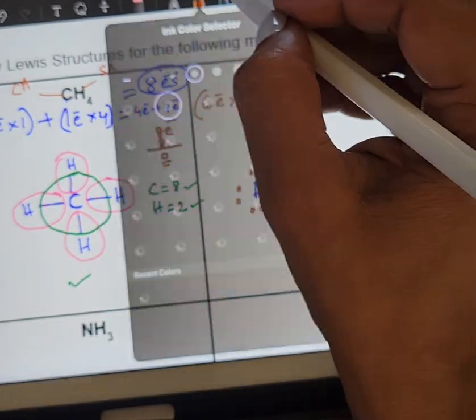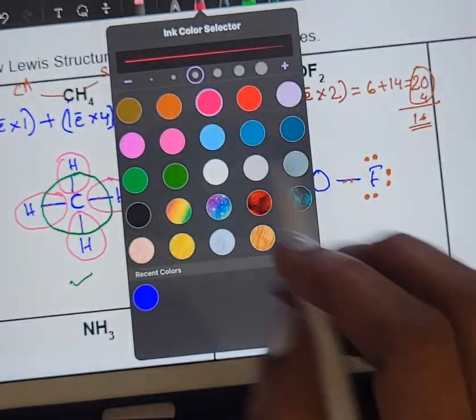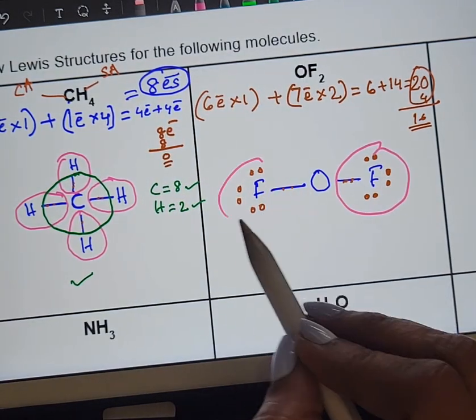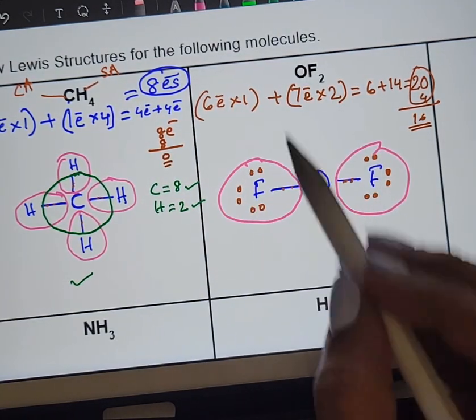Okay. Check whether all the atoms are happy or not. I'm going to check it. This fluorine is happy because it has 8 electrons. This one is also happy. But look at oxygen.